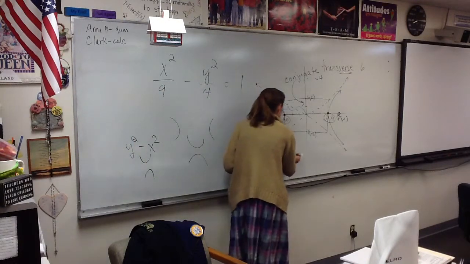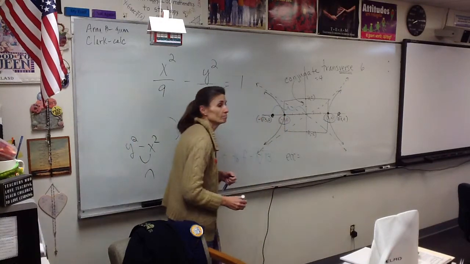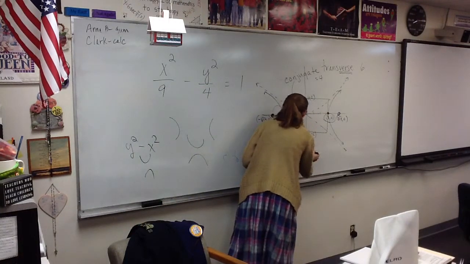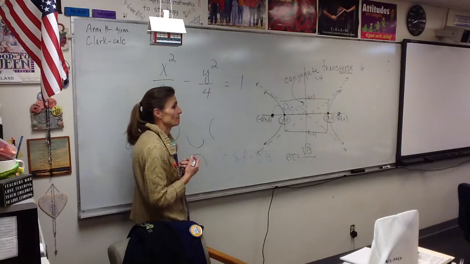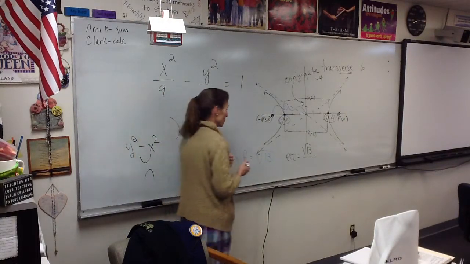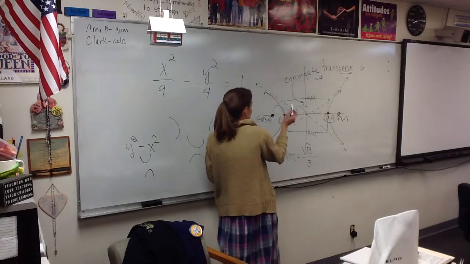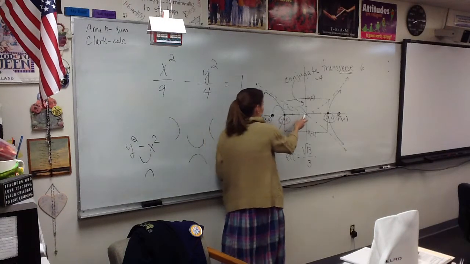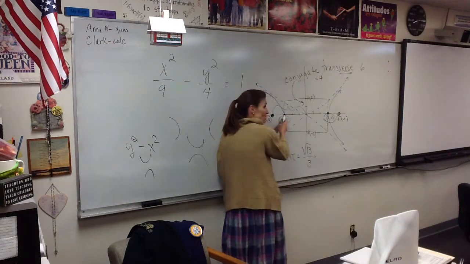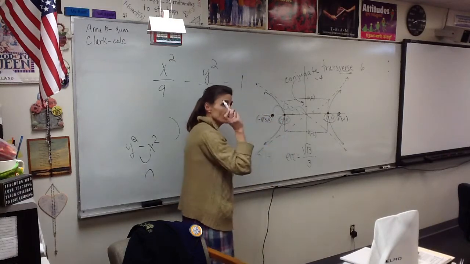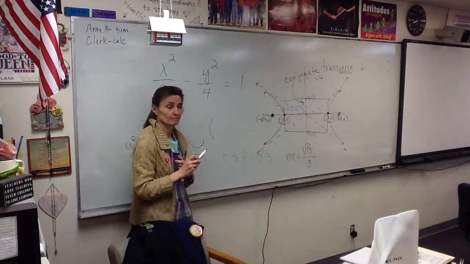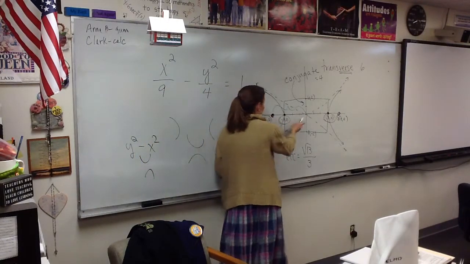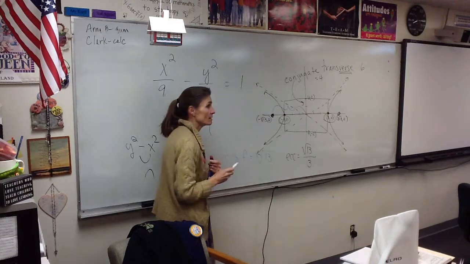What's your eccentricity? Root 13. Yep, just like an ellipse. Over what do you think? 3. Perfect. That's it. It's the distance from the center to the focus divided by the distance from the center to the vertex. Just like in an ellipse. Center to focus over center to vertex.